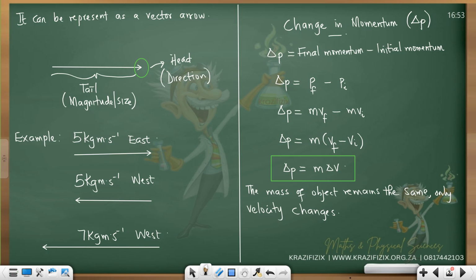So change in momentum. And by the way, our unit will still be the same, right? Because mass is there, it is still kilogram. Change in velocity is still velocity, meters per second plus direction. Now, our next slide will be very, very important because I'm going to look at some examples and some vector diagrams as well. Are we ready?